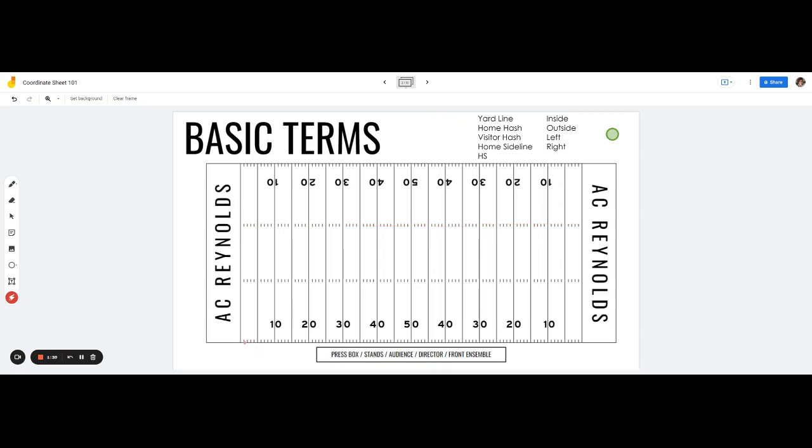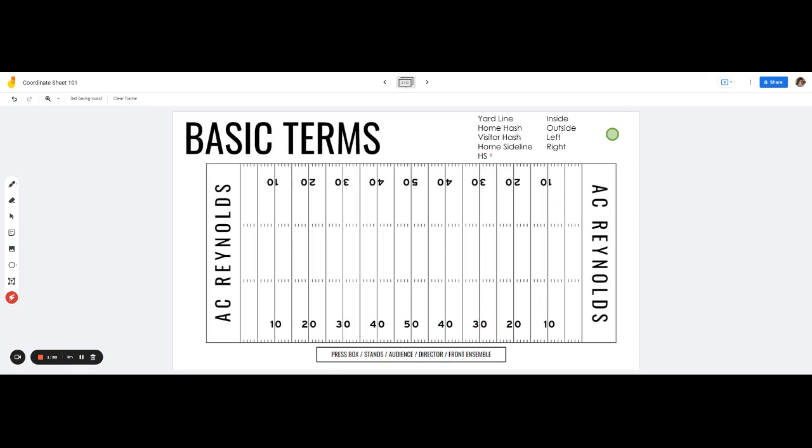The home sideline is all the way down here. This is where our front ensemble is going to set up. And during a football game, this is where all of your players on your team will stand, down in this area at the sidelines. This is also where we put those big orange pylons that tell you what the yard numbers are.